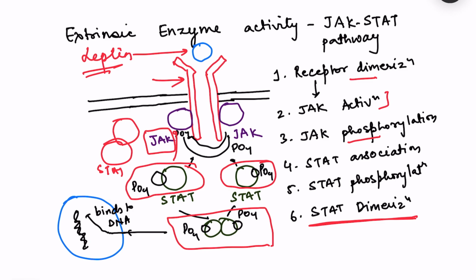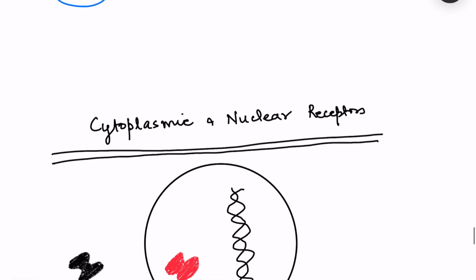This activated transcription factor now enters into the nucleus and binds to the DNA, thus increasing or decreasing the enzyme activity, right? So that is the JAK-STAT pathway. Again, very simple. Phosphorylation of JAK leading to phosphorylation of STAT, STAT dimerization, which enters into the nucleus and activates the transcription of proteins. Okay.